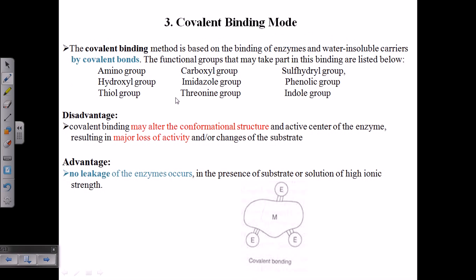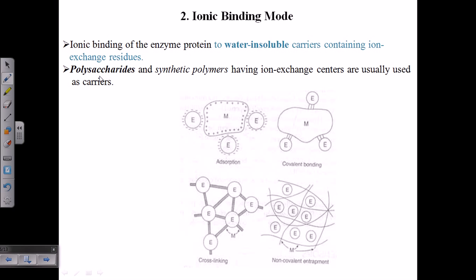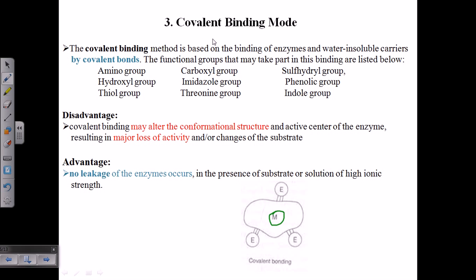Okay, now let us look at the third kind of interaction. This is the covalent binding mode. In the covalent binding mode, the enzyme will simply be attached to a matrix or carrier of the same or similar kind, like these polysaccharides and synthetic polymers. So the only difference between the ionic and covalent binding modes is that in the covalent binding mode, the interaction between the enzyme and the matrix, or the enzyme and the carrier, is via a covalent bond.